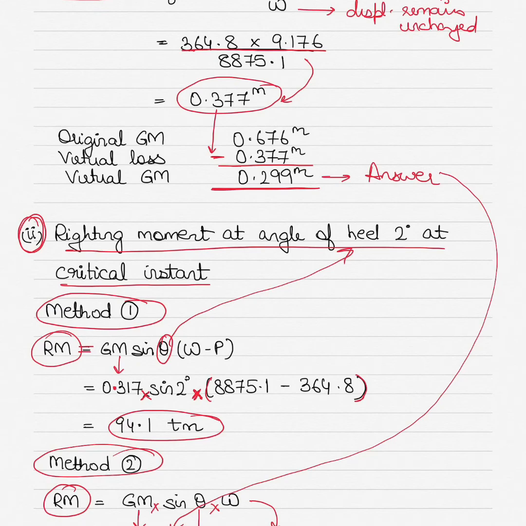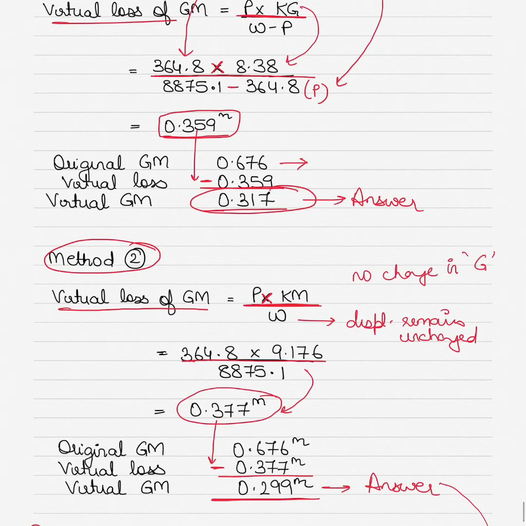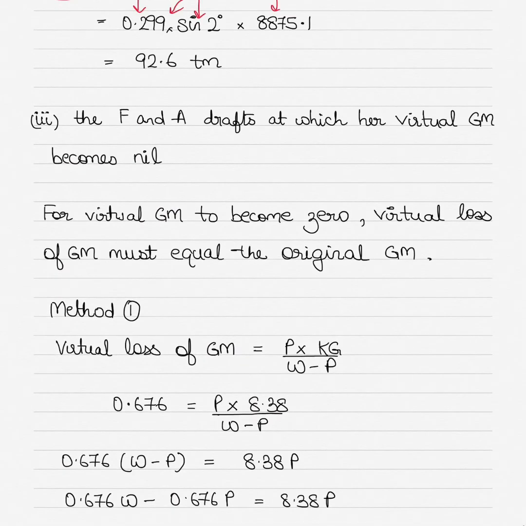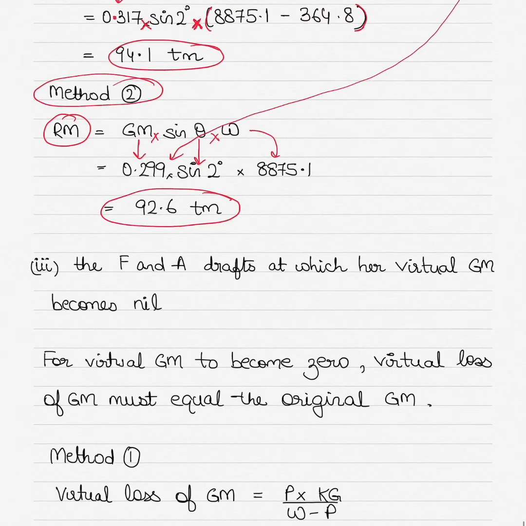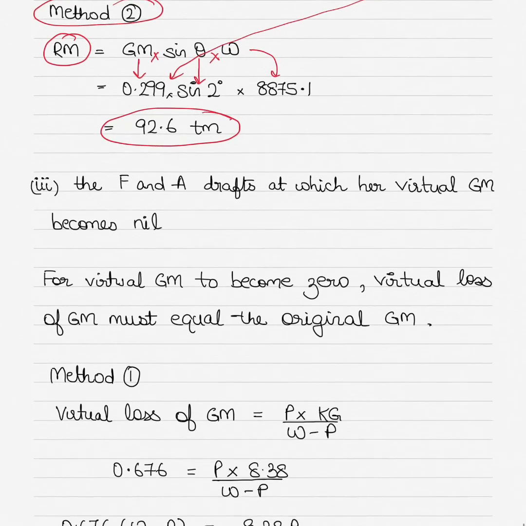Alright, and here in method 1, this GM here that you have to take. That's the GM that you have to take. Alright, so you get the value of 92.6 righting moment tons meter. So 92.6 is not too far from 94.1, it's pretty close. So 94.1 and 92.6 tons meter is the righting moment.